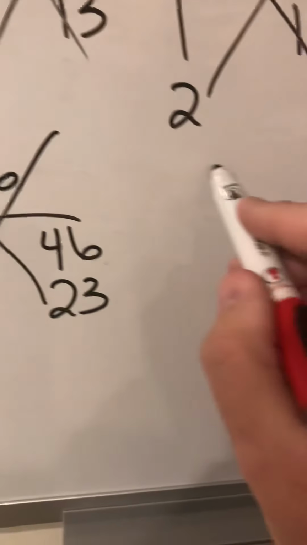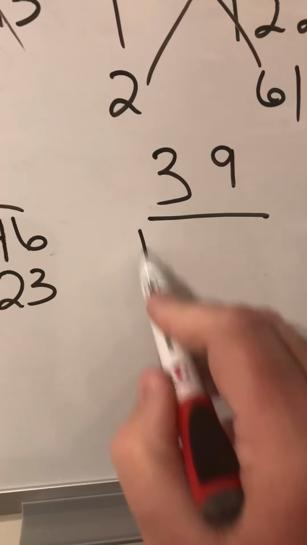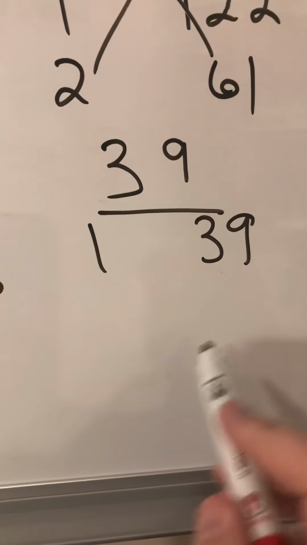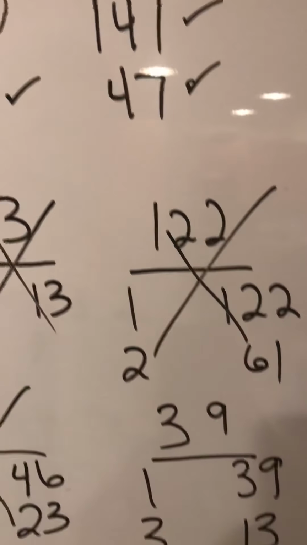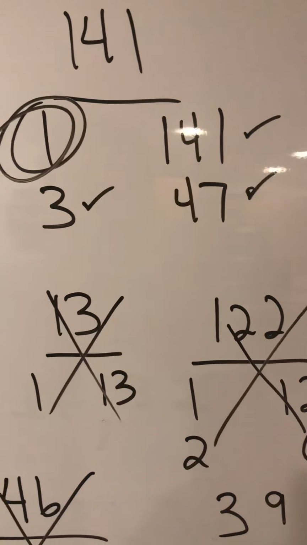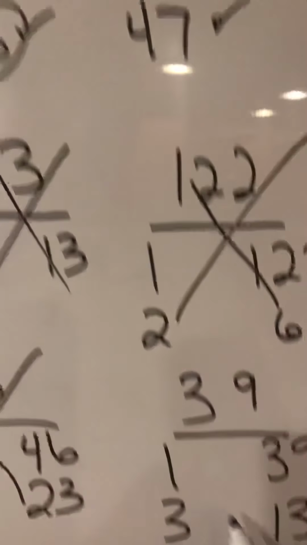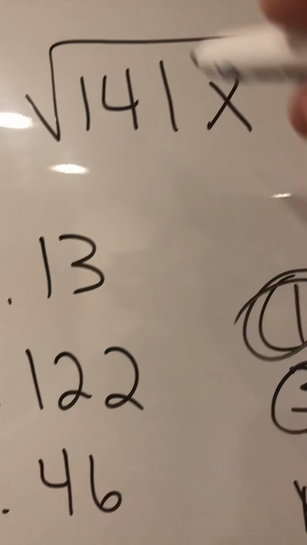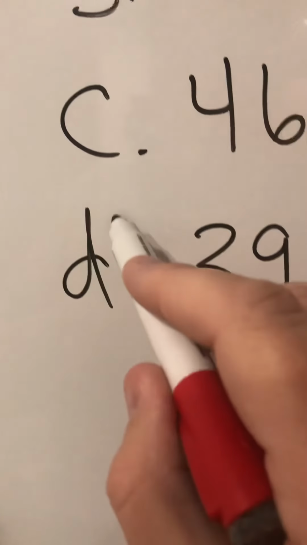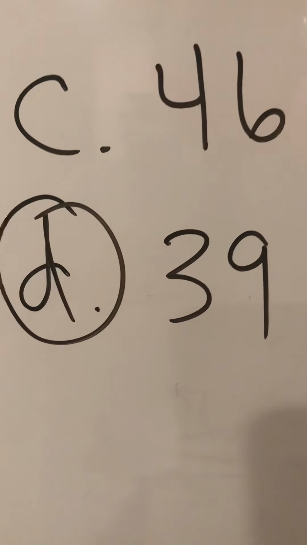But let's just see to make sure. 39 is 1 times 39, 3 times 13. Well, let's look up. Ding, ding, ding. 3. And that's why 141x can be broken down if we're using the number 39, which is D.